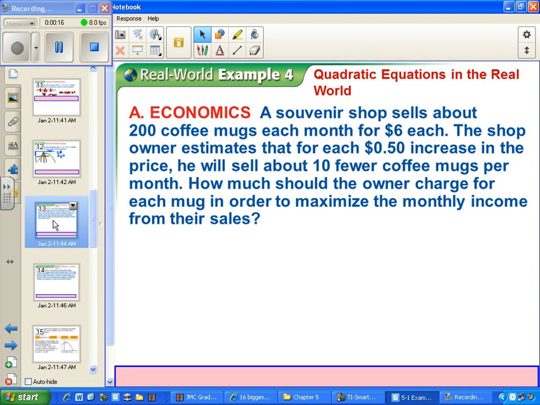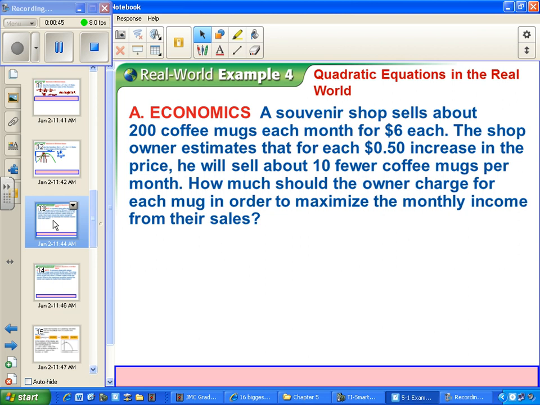A souvenir shop sells about 200 mugs each month for $6 each. The shop owner estimates that for each 50-cent increase in the price, he'll sell about 10 fewer coffee mugs. So that kind of makes sense. The more the price goes up, the less people are going to buy it. But the more that you raise the price, the more money you're going to make per cup. So we need to figure out how far can you raise the price and it will still work out okay.